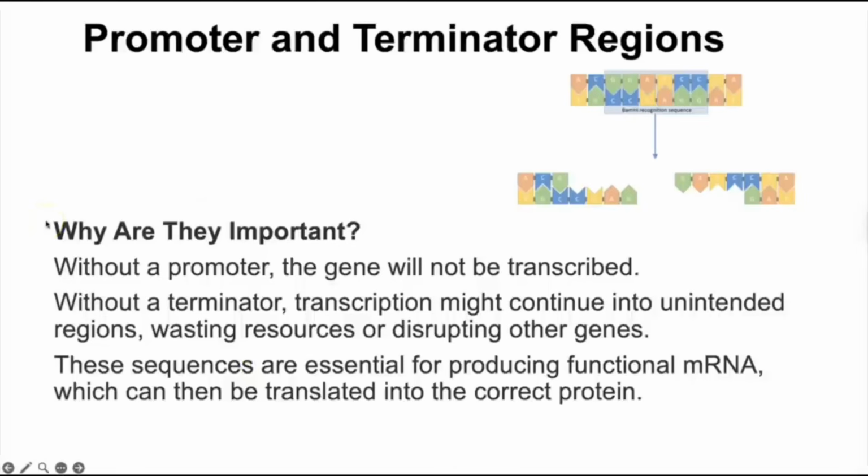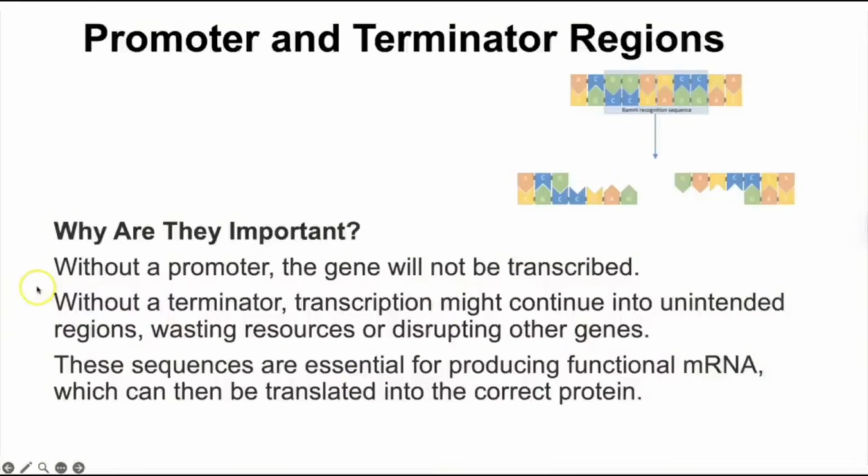So they are important then because without a promoter region, the gene wouldn't get transcribed. And without a terminator region, transcription might continue so that it then continues to transcribe unintended regions. And that would be wasteful of resources and also it might disrupt the other genes. So basically these sequences, the promoter and terminator region, are essential for being able to produce functional mRNA when you do this gene technology.